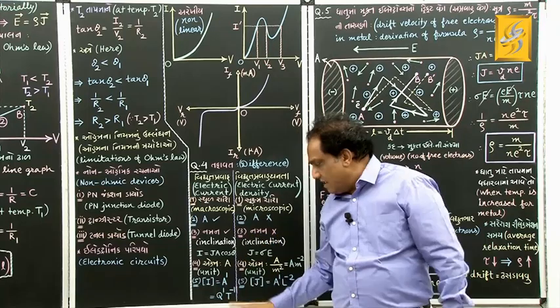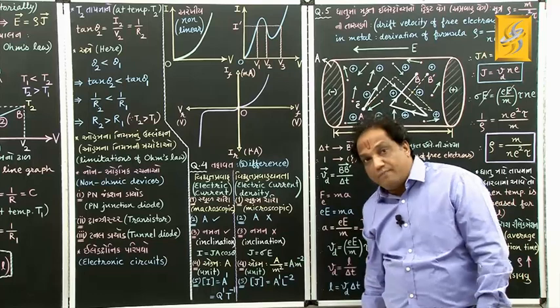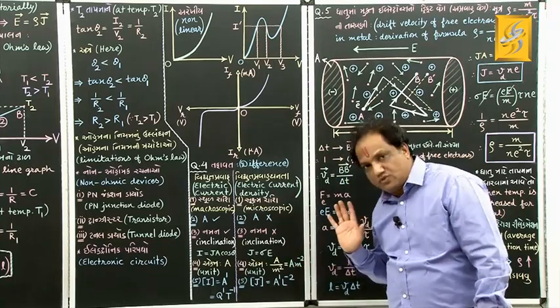Unit of electric current is ampere. SI unit of electric current density is ampere upon meter square. Ampere upon meter square. Take it up, then ampere into meter raised to minus 2, okay?